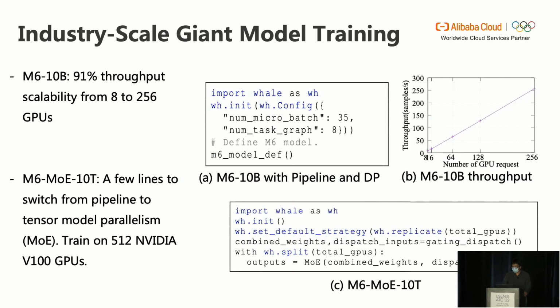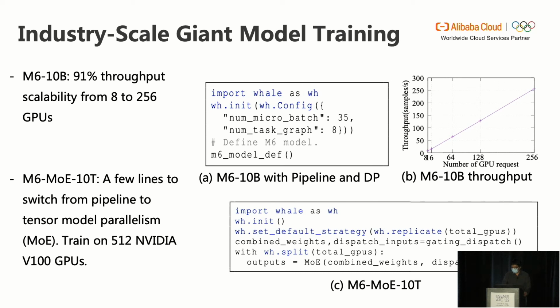Finally, we use Whale to train the industry-scale giant model M6, the Chinese multimodality model. We parallelize the training of the M6 10 billion model with a hybrid parallelism strategy, combining pipeline parallelism and data parallelism. When scaling the computing nodes from 8 to 256, Whale achieved 91% scalability.